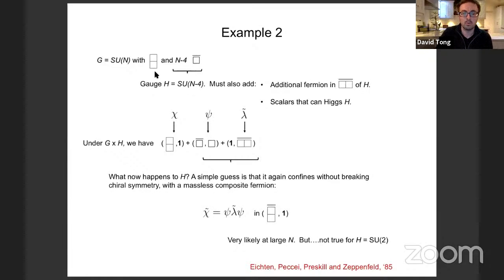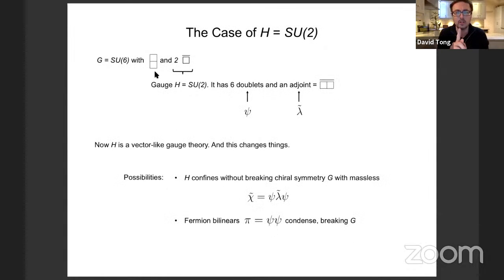Let me explain why I think this doesn't work when H is equal to SU(2). It's a technical issue, but it's a technical issue that will be important down the line. When you've got G equals SU(6) with just 2 fundamentals, the gauge group you're introducing is SU(2). It's SU(2) with 6 doublets because we're SU(6), and the extra field introduced, the symmetric, is just an adjoint for SU(2). Now, in contrast to all the other strong coupling gauge theories I've discussed, this is a vector-like theory. This is not a chiral gauge theory. The adjoint is a real representation, so I could easily just give a mass to that. And the 6 doublets of SU(2), because the fundamental is pseudo-real, are really 3 Dirac fermions.